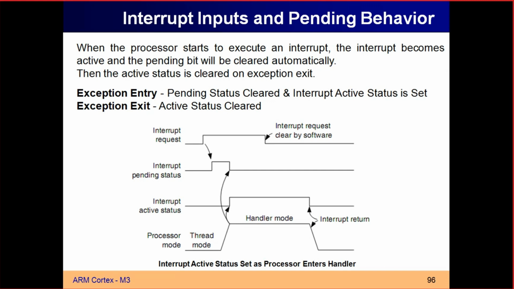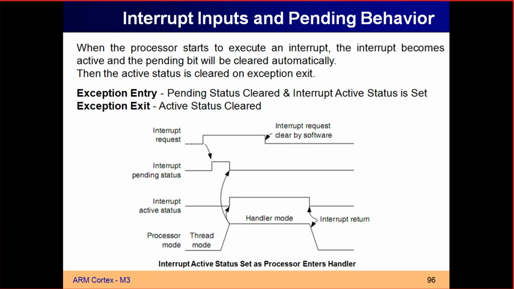So on exception entry, what is happening? The pending status bit will be cleared. The interrupt active status bit will be set. On exception exit, what will happen? The active status bit will be cleared.